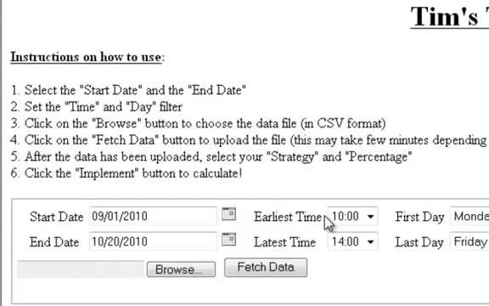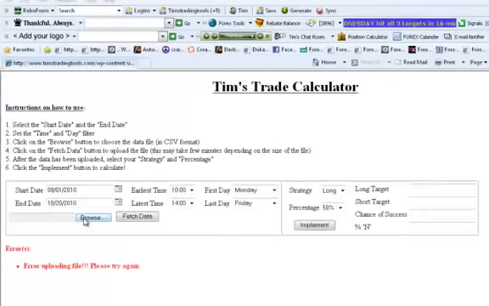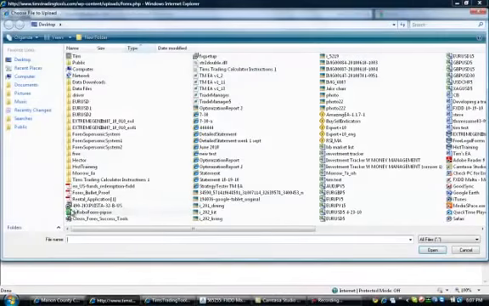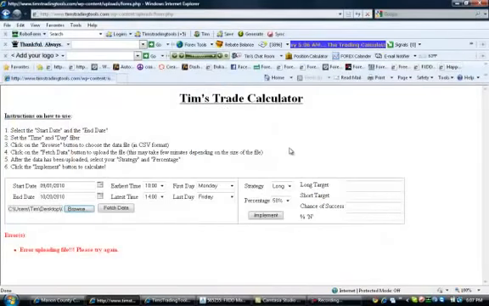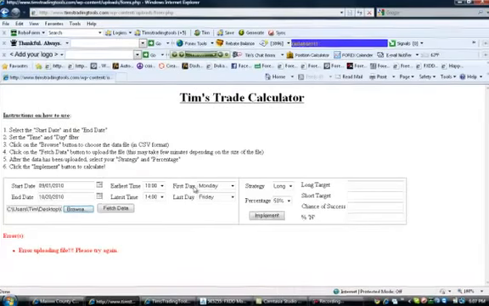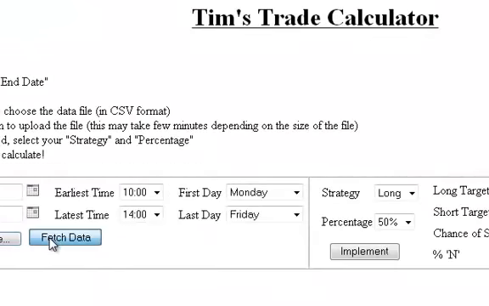It's 10 o'clock my platform time. Again, that's important that you know your platform time. So this is midnight to 4 a.m. my time, so it's 10 to 14, Monday through Friday. And I'm going to go and check my downloaded file that I've already gotten from my platform. I'm going to get the GU pair, the 5-minute time frame, and hit fetch data.